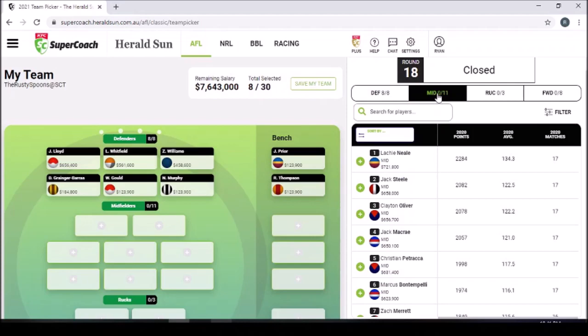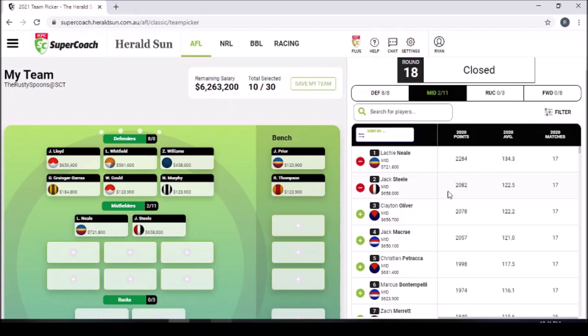Look, I'm not going to go through these blokes, as I said, in great detail. I will do an individual video on each one of the lines during the preseason at some stage. So I will run through these guys pretty quick, but I'm going to select Lachie Neale in my side. Jack Steele was another one who really broke out last year. He's the second highest priced midfielder going into 2021. I'm going to whack him in at this stage as well. Oliver third, McRae fourth, and Petrarca fifth.